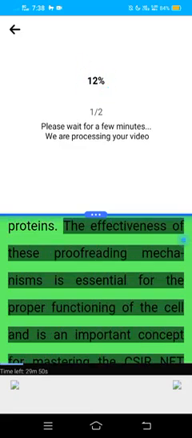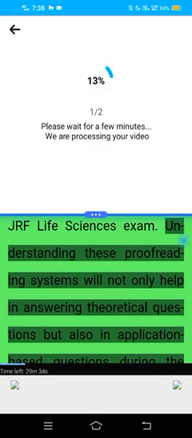The effectiveness of these proofreading mechanisms is essential for the proper functioning of the cell and is an important concept for mastering the CSIR NET JRF Life Sciences exam. Understanding these proofreading systems will not only help in answering theoretical questions but also in application-based questions during the exam.